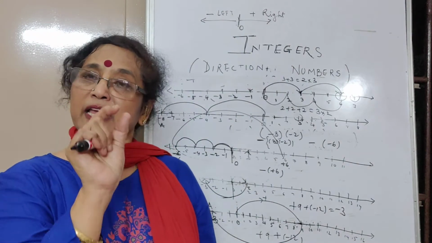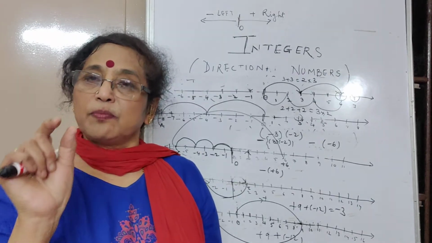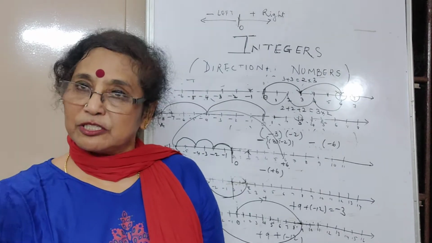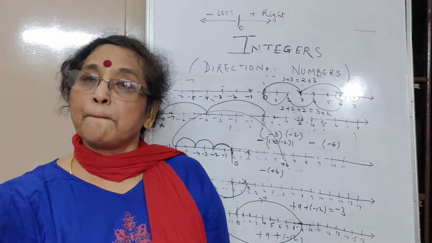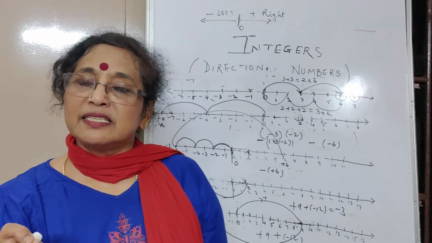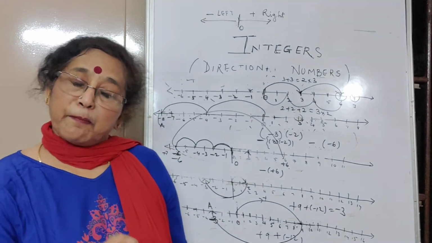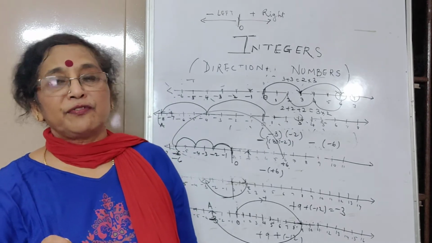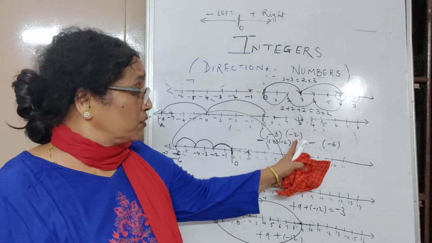So when you are multiplying a plus with a plus, it's a plus answer. Plus 6 into plus 2 is plus 12. A minus 6 into a minus 3 is a plus 18. And a plus 6 into a minus 7 is minus 42. And a plus 5 into a minus 4 is a minus 20. Now you understood. I showed you.